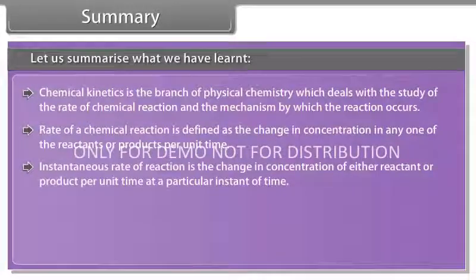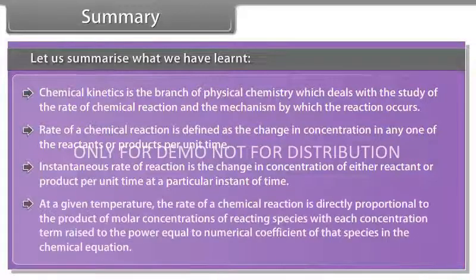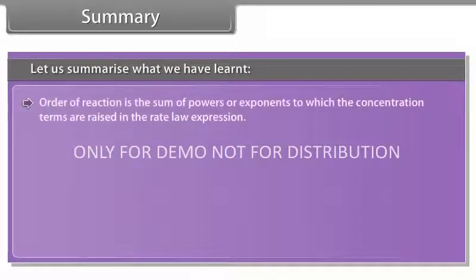Instantaneous rate of reaction is the change in concentration of either reactant or product per unit time at a particular instant of time. At a given temperature, the rate of a chemical reaction is directly proportional to the product of molar concentrations of reacting species, with each concentration term raised to the power equal to the numerical coefficient of that species in the chemical equation. Order of reaction is the sum of powers or exponents to which the concentration terms are raised in the rate law expression.